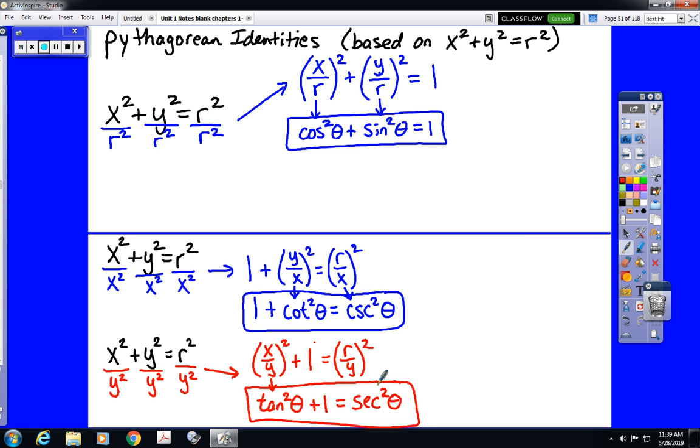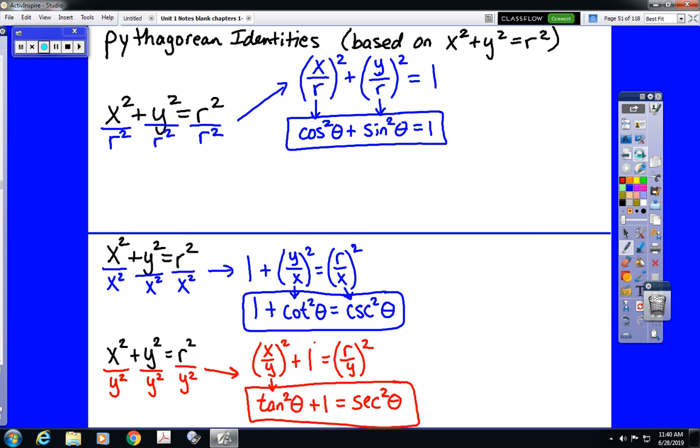So we have 3 Pythagorean identities. These are going to come in handy on occasion. Specifically, the first one, cosine squared plus sine squared equals 1 for any angle, is extremely valuable in solving problems. But we just needed to derive these for now. We're not going to do anything with them yet.